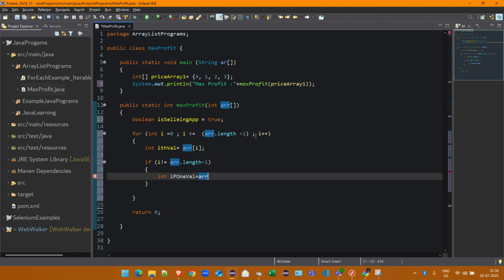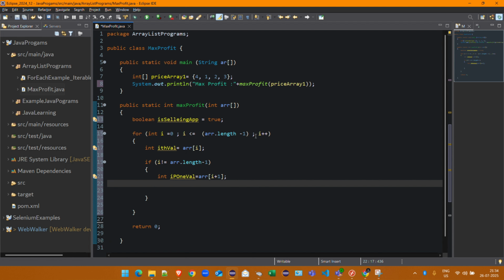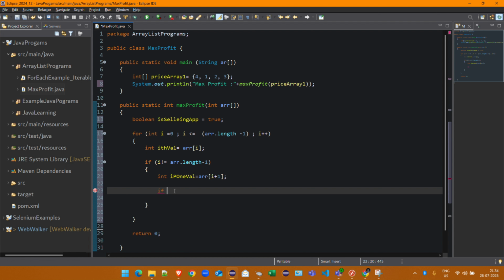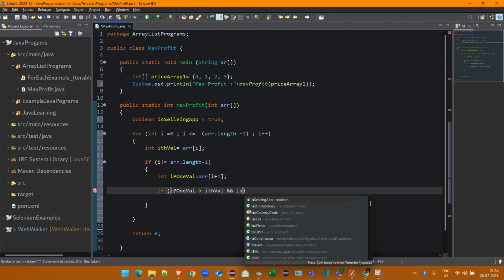So it would be something like ARR of I plus 1, right? So the next day value. Now comes the conditions. We have the value on the ith day and the I plus 1th day, so we'll make a comparison on them. We'll have to compare if the I plus 1 value is greater than the ith value, right? And along with that we'll have to see, is selling applicable?